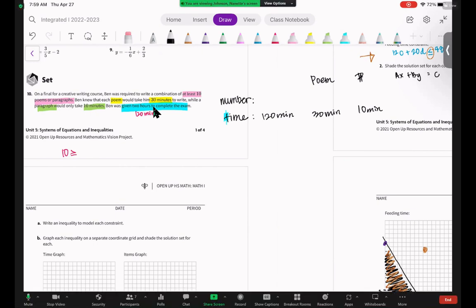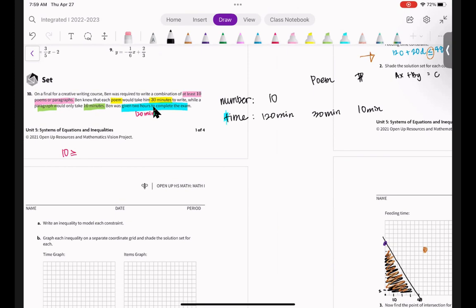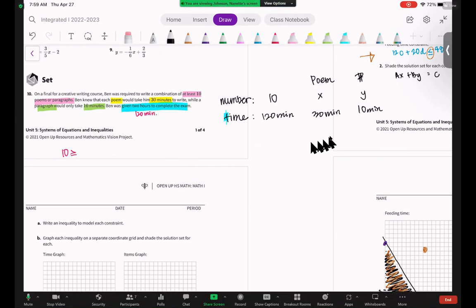Okay. So I have to do at least 10, right? And I don't know how many poems I'm going to write or Ben is going to write. So I'm going to put X. And I don't know how many paragraphs I'm going to write. So I'm going to write Y. So does everybody kind of see how we already have one of our constraints here?